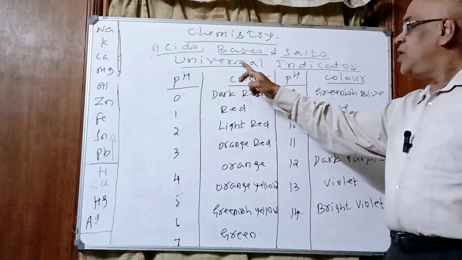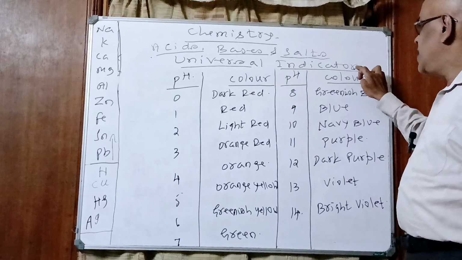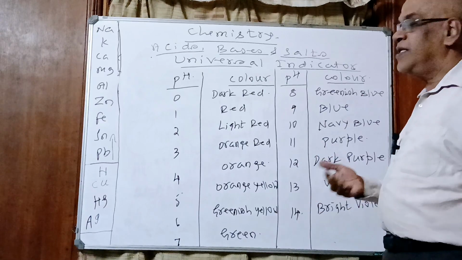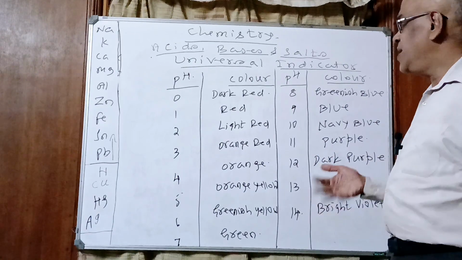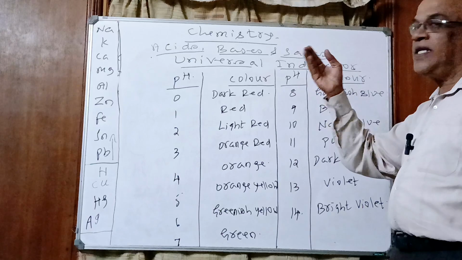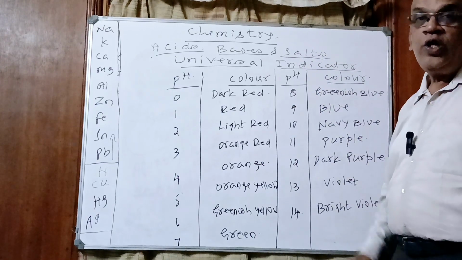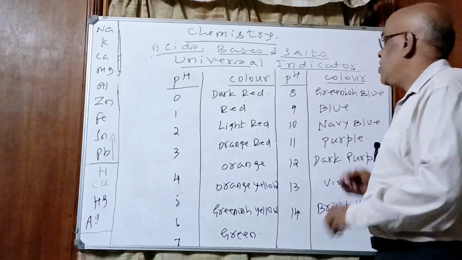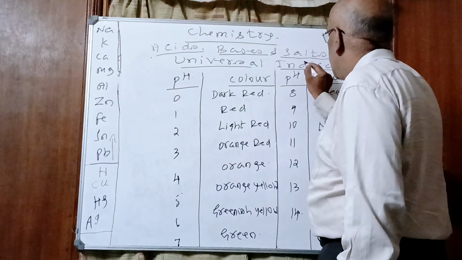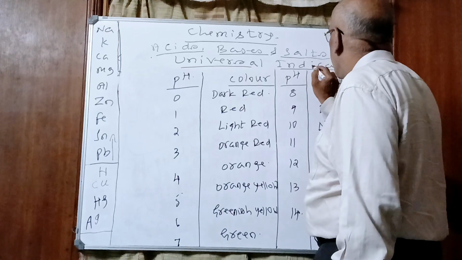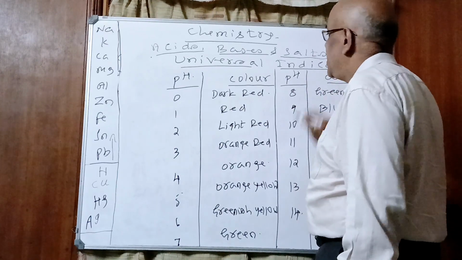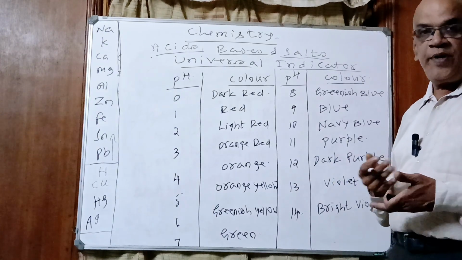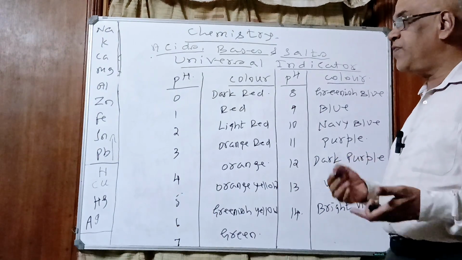Okay, children. Now, this universal indicator. What is an indicator? An indicator is a colored substance. That's a dye. What is a dye? A dye is a colored substance. What happens when universal indicator is added to chemicals? They show a change in color. When universal indicator is added to a chemical, be it acid or base, they show different colors. Understood? Now, what do we do? We use the pH chart, which has different colors and different pH values.